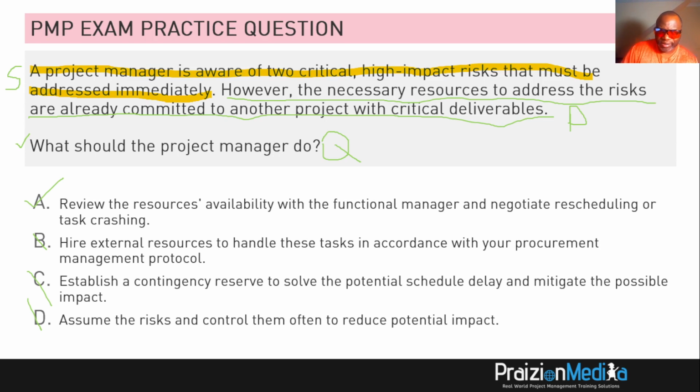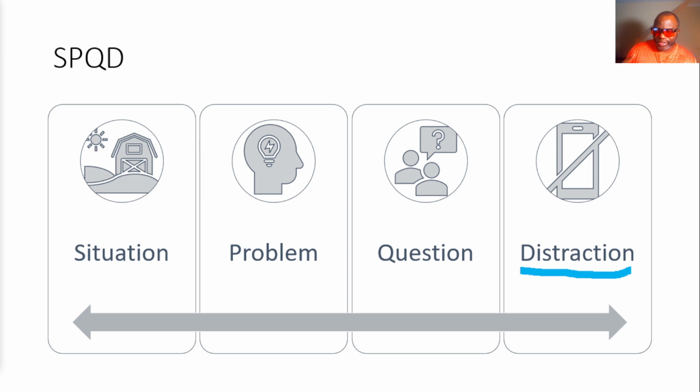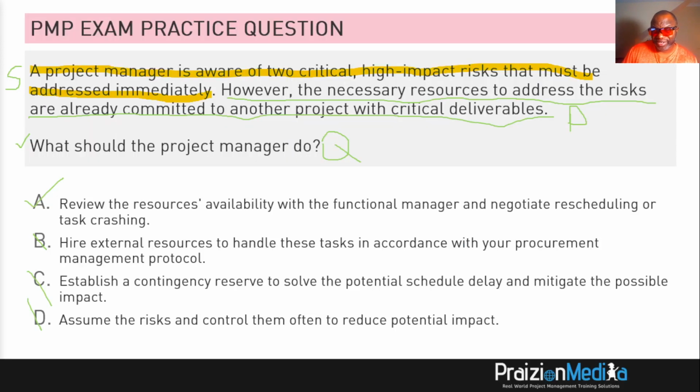Again, do you see this format? There's a situation, there's a problem, there's a question, and there's distraction. And part of the distraction in here was that procurement management protocol. There's other distractions. If you really know the content well, saying contingency reserve and mitigate in the same sentence is a distraction. Waste time. You know, assume the risk and control them. Again, it's something else that's wasting your time. So just be aware of how these questions could come at you.